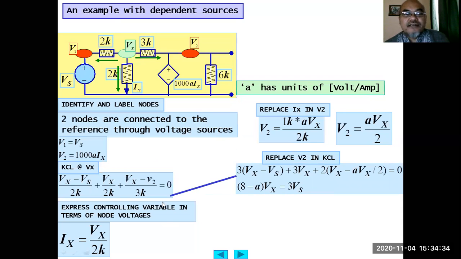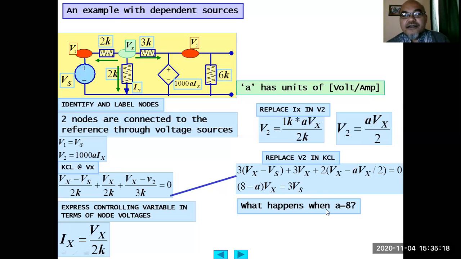Then replacing V2 in this KCL by this value, we obtain an equation which contains Vx and Vs. 3 Vx minus Vs, and then multiplying with 3k, 3 Vx minus Vx plus 3 Vx here, plus 2 Vx minus a Vx, replacing V2 with this one, minus a Vx divided by 2 equals 0. And then we obtain 8 minus a times Vx equals 3 Vs.